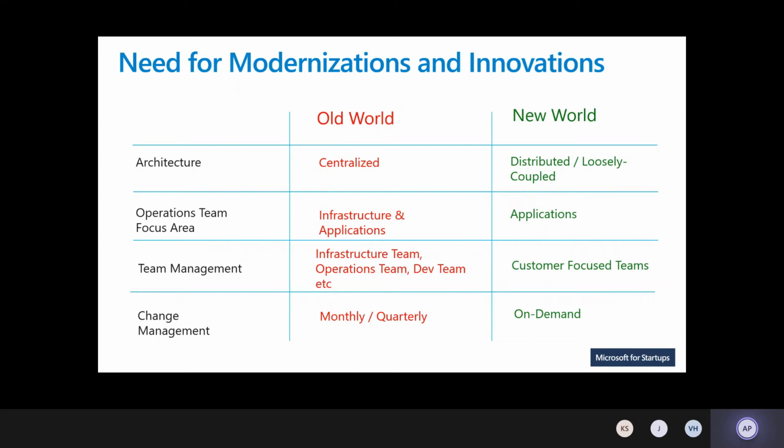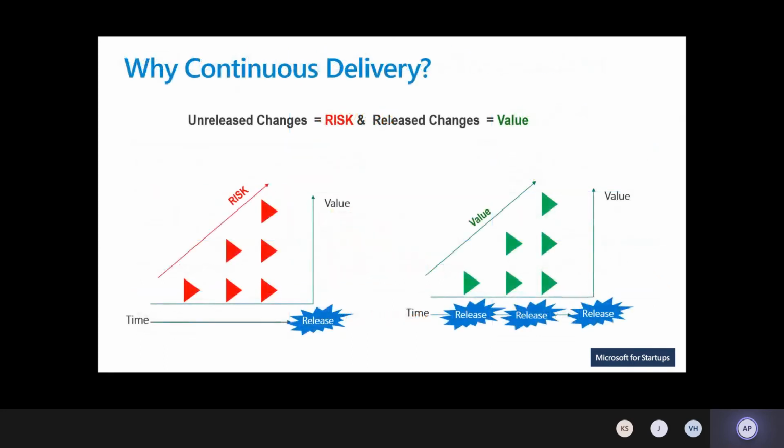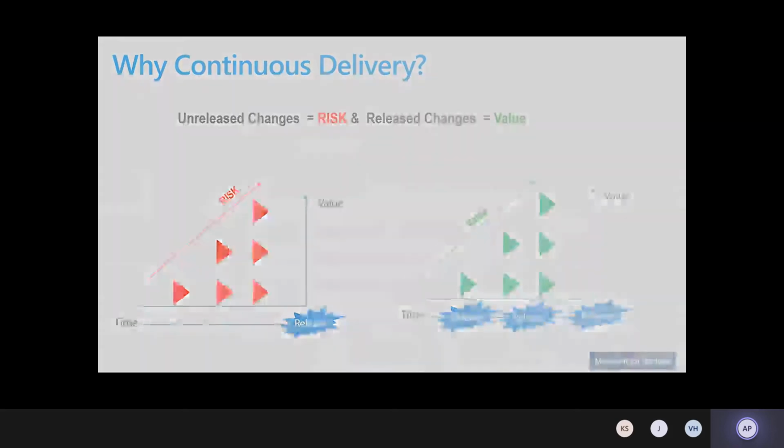So one of the key purposes of DevOps is to accelerate continuous delivery. From the business point of view, unreleased changes are considered a risk and released changes are considered a value. So when business wants to make a release and the IT is not ready, that's the bottleneck, right? So the solution is continuous delivery. And the whole purpose of continuous delivery is to reduce the cost, time and risk of delivering incremental changes to the users.